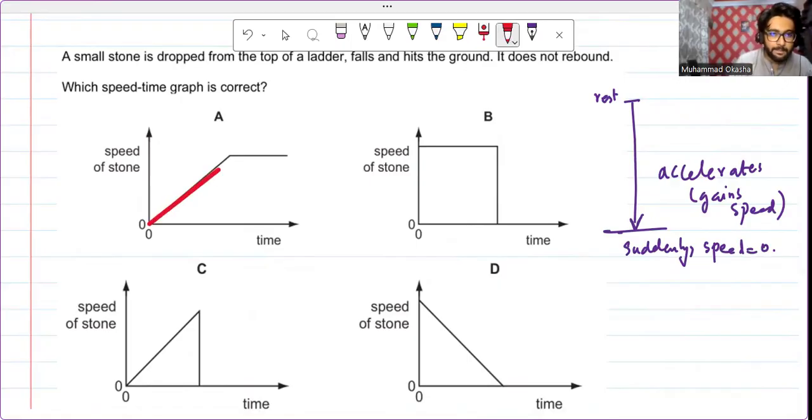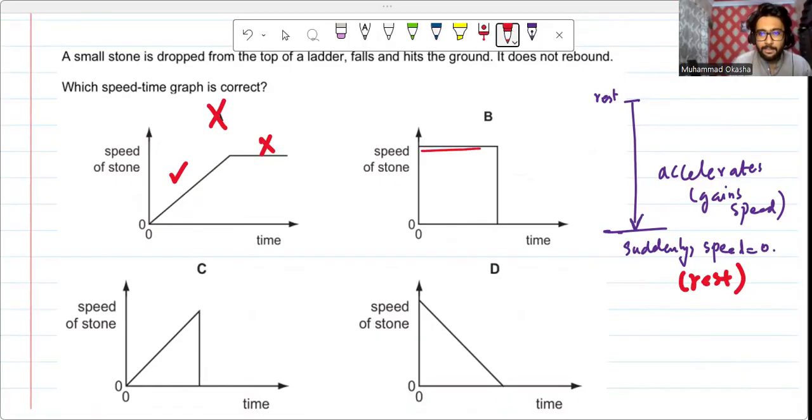This graph represents uniform acceleration, which is true, but after that it represents constant speed. This is constant speed. While in our case, the ending point is rest. Okay, so this part is incorrect because it does not represent rest, but rather represents constant speed. So A is incorrect. Let's take a look at the next one.